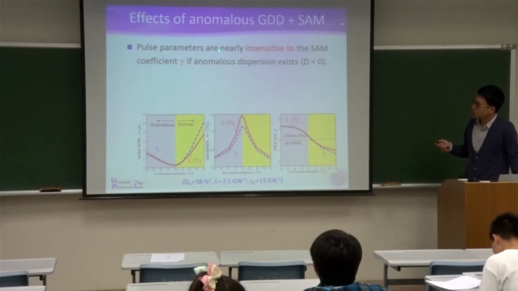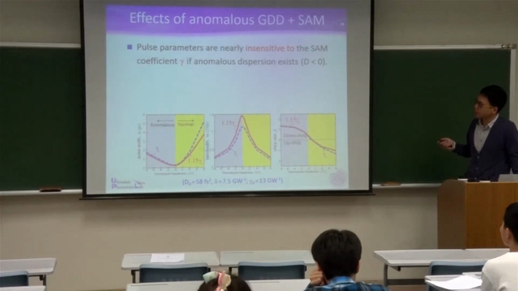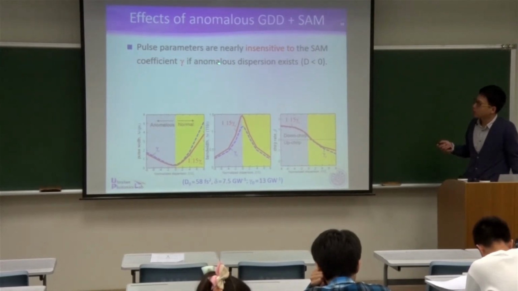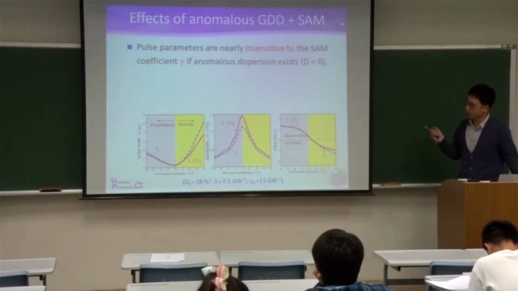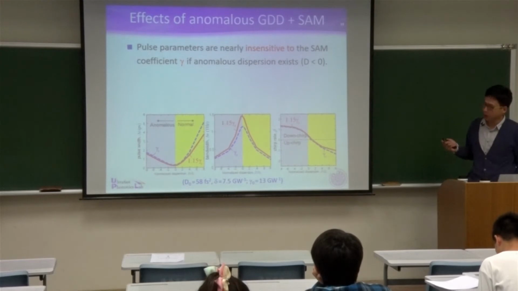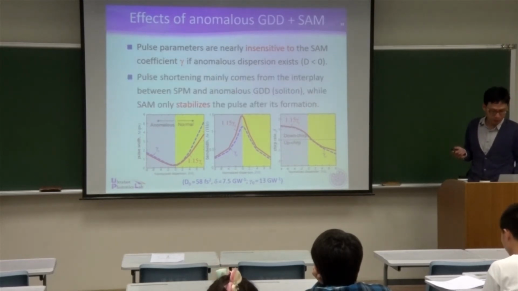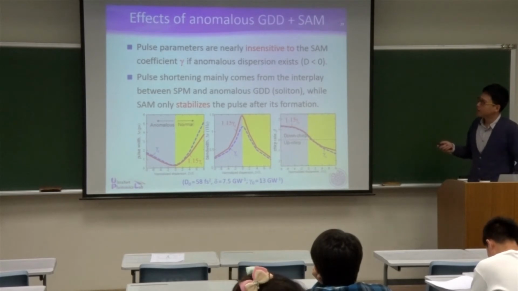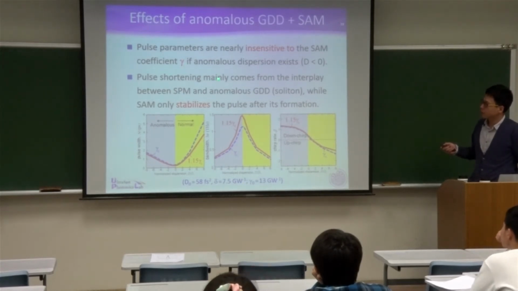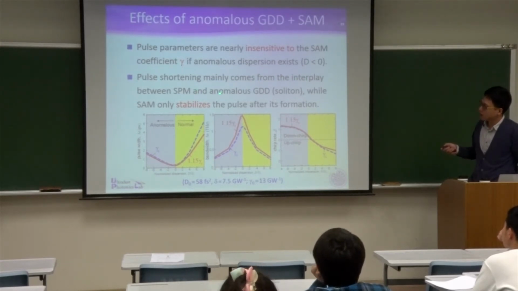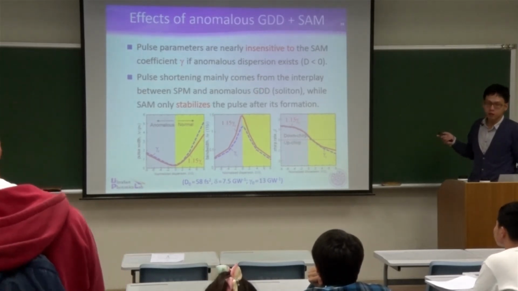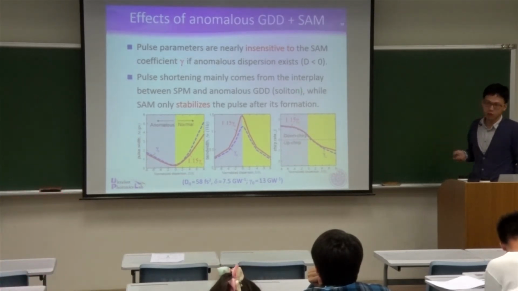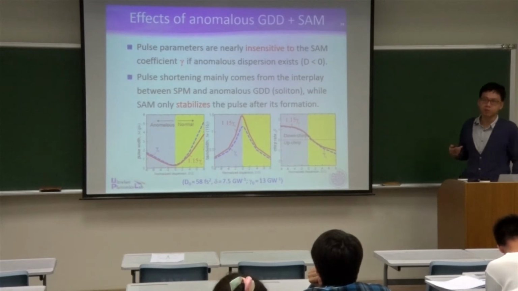So pulse parameters are nearly insensitive to the SAM coefficient gamma if anomalous dispersion exists, or the D coefficient is negative. That is the left half in each of the three figures. In fact, pulse shortening mainly comes from the interplay between self-phase modulation and anomalous group delay dispersion. In lesson 3, we have known it results in the so-called soliton effect. Do you still remember the soliton effect?